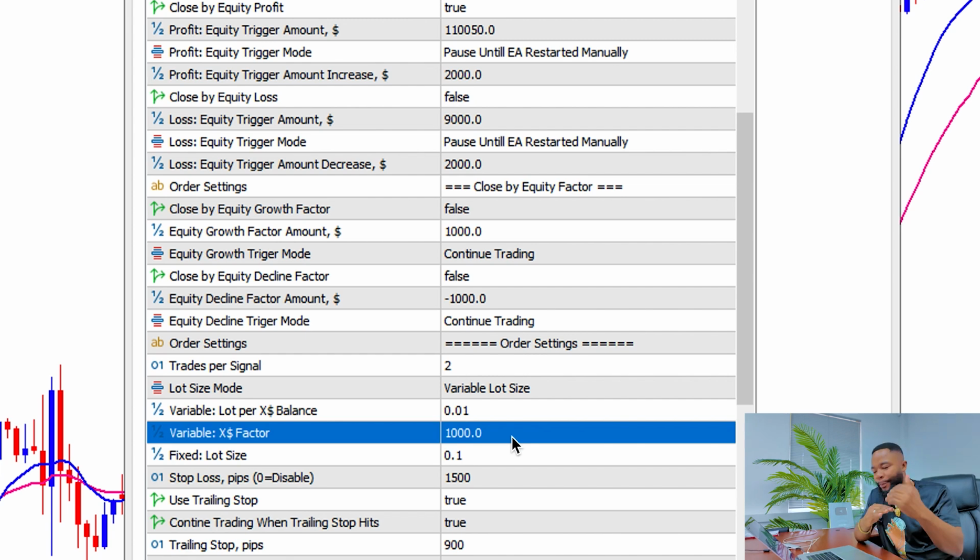So the robot, at any point in time, is either going to increase your lot size or reduce your lot size based on whether you are making money or losing money, so that your equity can be preserved and you can always be at the optimum. That's why in most cases, when the robot starts making money, it capitalizes on that. You see the equity is going to look like this.